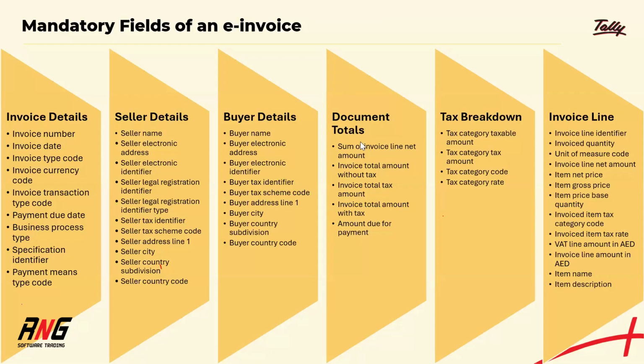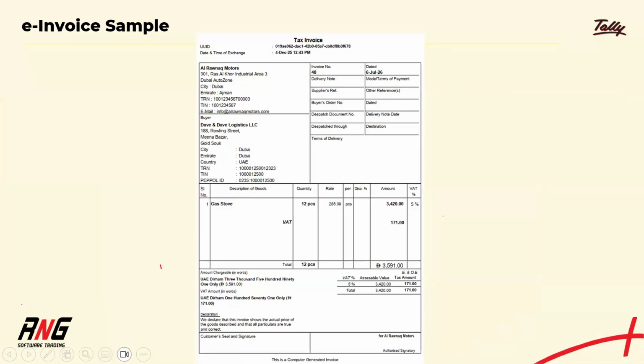I'll just move on to this, and this is what an e-invoice sample will look like. Here you can see the tax invoice, the unique identification number of this particular invoice, the date and time of exchange, and your details and the buyer details. You can see the Peppol ID, the TIN ID, the TRN number, and all those mandated fields. This is just a sample invoice. Here you can see the UID, the date and time of exchange, Peppol ID, and all those kinds of things.